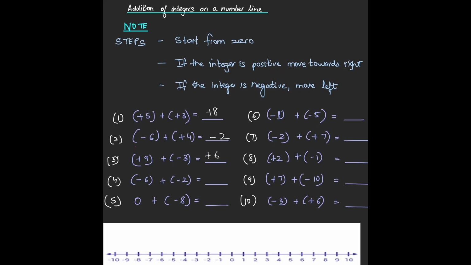The next one is negative 6, negative 2. So both the times we are going to jump to the left because both are negative. But we will always begin from 0. This one again. Negative 6, negative 2. From here, negative 6. Jump to the left because it is negative. Negative 2. 1, 2. Negative 8 is the answer.